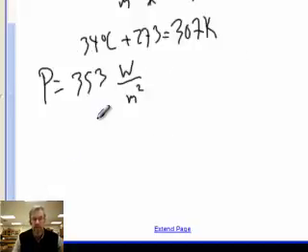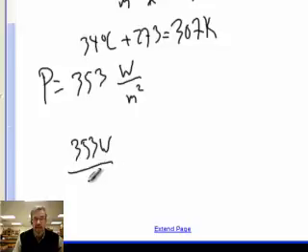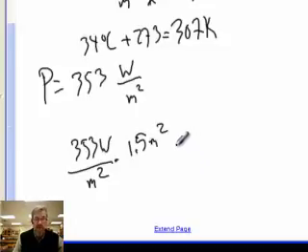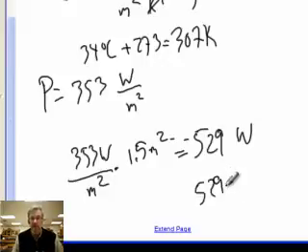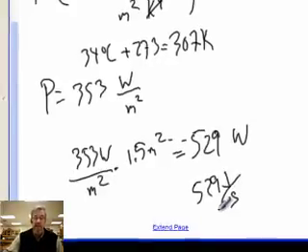Well, that's not really what we wanted. What we wanted to know was what was the rate of energy transfer from this person total. So we could take the 353 watts per square meter and multiply by this person's surface area, which was 1.5 square meters, it said the person's body was. And so we end up with 529 watts. So that means every second 529 joules would be transferred away from this person's body, and so they would cool off.